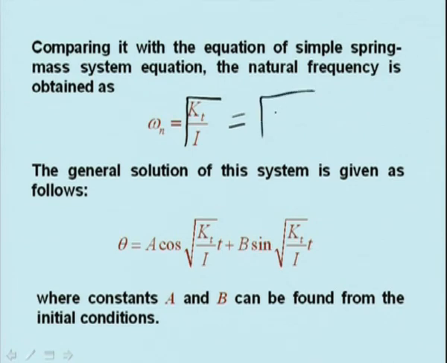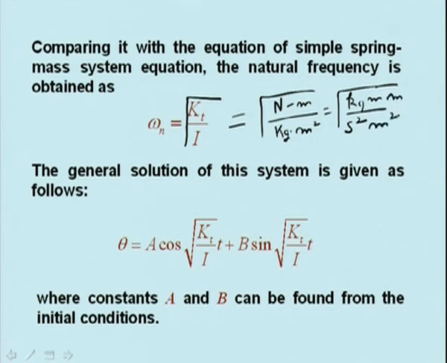kT has the unit of Newton meter. Let us see the units here. Newton meter, divided by kg meter square, and Newton is kg meter per second square. So you have second square, then one meter was already there, meter square. So meter gets cancelled, and kg cancels, so you get 1 by second square. So omega n has the unit of second inverse.